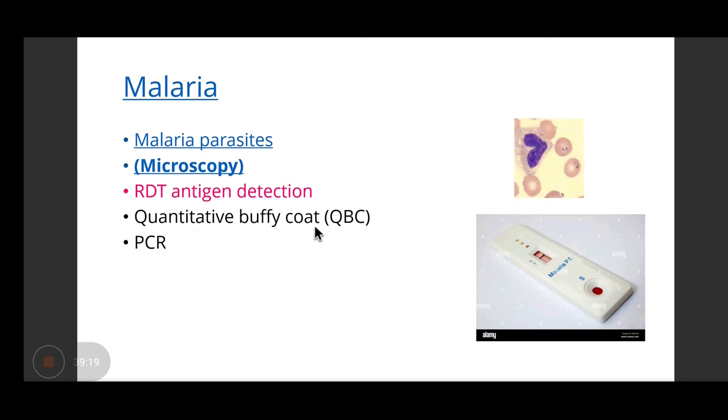And other tests are quantitative buffy coat, in which we take a fluorescent dye and we centrifuge the blood sample, and we look for RBCs containing any amount of DNA, because that fluorescent dye will give fluorescence. It will bind to DNA, and normally RBC does not have DNA. If it is infected with parasite, it will have DNA and it will give fluorescence. PCR, we can do PCR for malarial parasite.